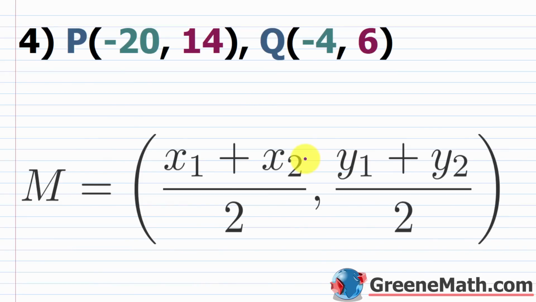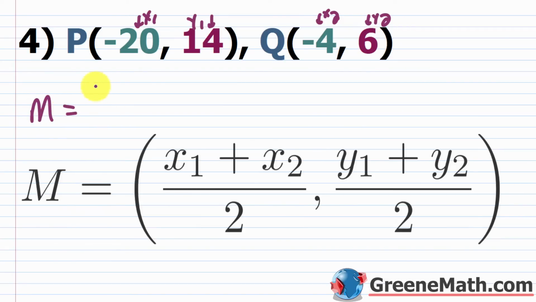All right, let's take a look at problem 4. So here we have P, which is given as negative 20, comma, 14, and then Q, which is given as negative 4, comma, 6. So let's label this. I'll say this is x sub 1, and this is y sub 1. And I think you probably don't need to label these because you're just averaging the x coordinates and then averaging the y coordinates, but let's just follow the formula. So we'll say this is x sub 2, and this is y sub 2, and just plug in.